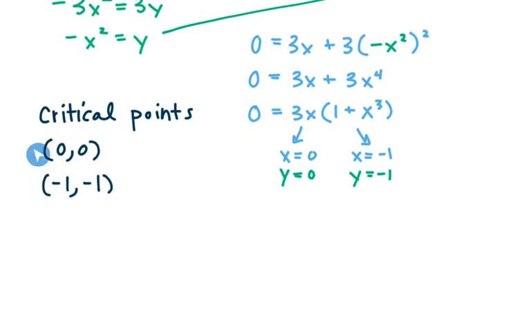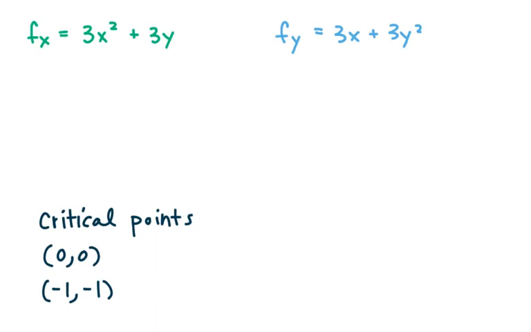So now what we need to do is look at the second partials and the discriminant and evaluate them at these two ordered pairs. Let me clean my screen up. So we can see our first partial derivatives here on the screen. Let me go ahead and find fxx. That is going to be 6x. And fxy, so taking this function and treating it as y, I'm going to get 3. Over here, fyy is going to give me 6y.